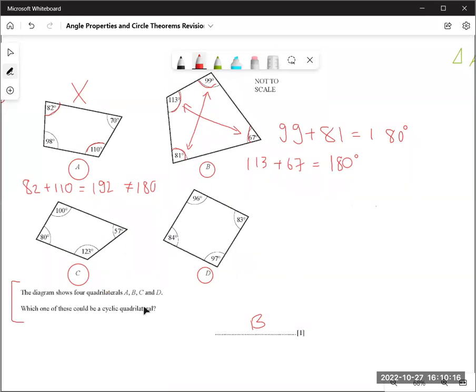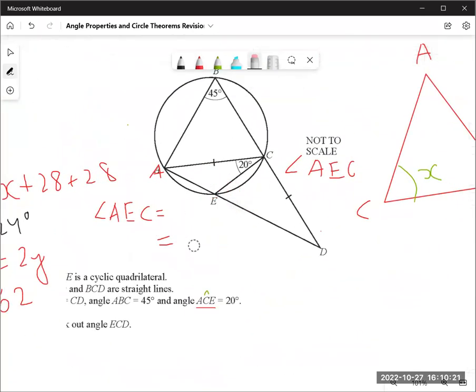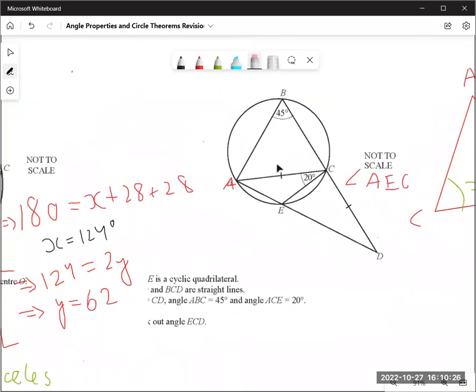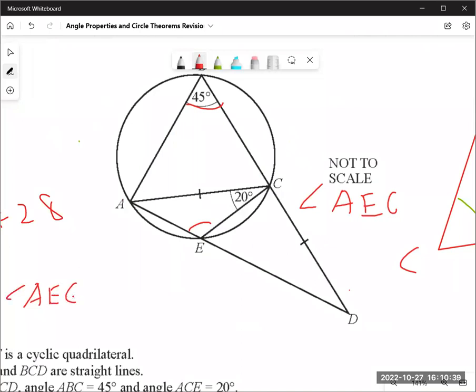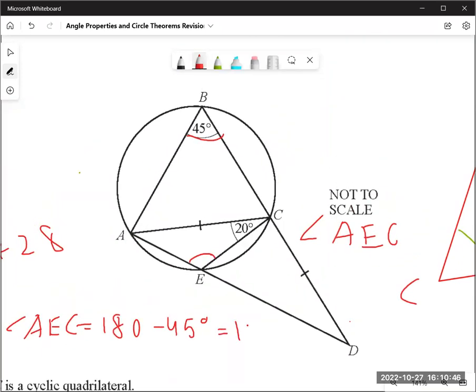No. Let's try this one again. This question. We left this question before because I wanted to do this one firstly. It is a bit similar to that one actually. Let's see how it works. We found out that since these are opposite to each other, this must be 180. AEC must be 180 minus 45. Why? Because they're opposite and it's a cyclic quadrilateral. This is 135 degrees.